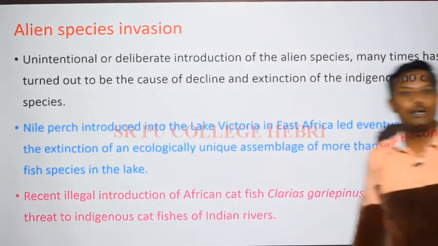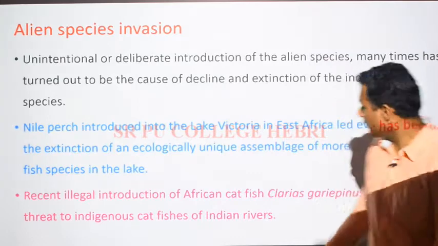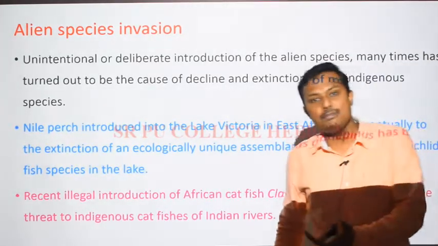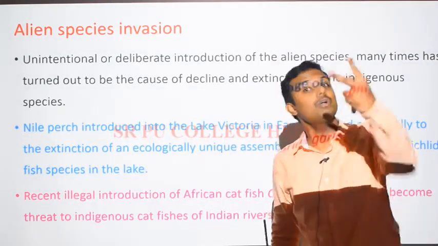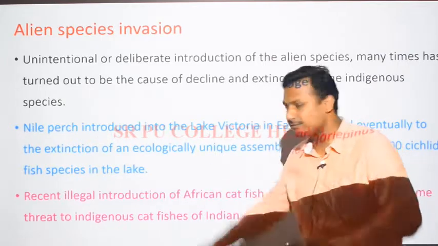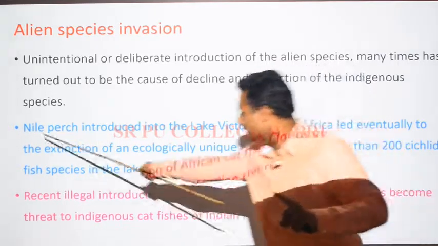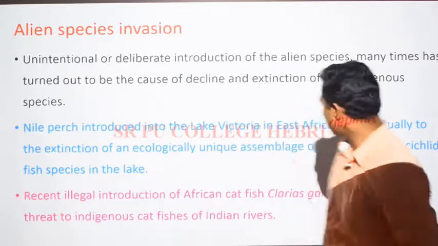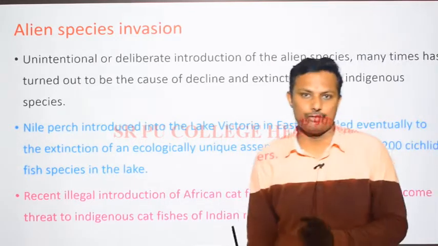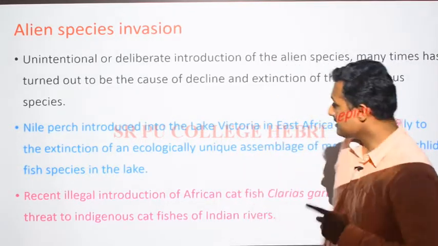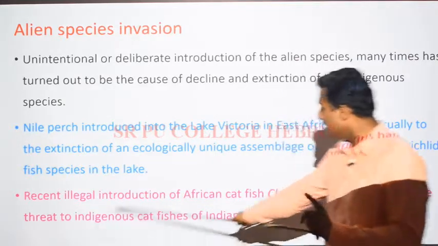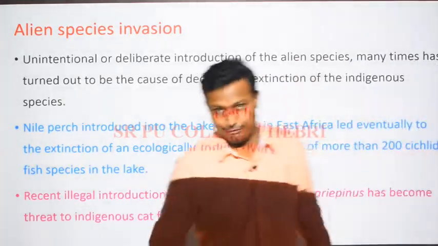More than 200 species of cichlid fishes. So these were actually a unique assemblage of ecologically important species. 200 species became extinct because of the introduction of only one species, the Nile perch, into Lake Victoria of East Africa. And similarly, the recent illegal introduction of African catfish.